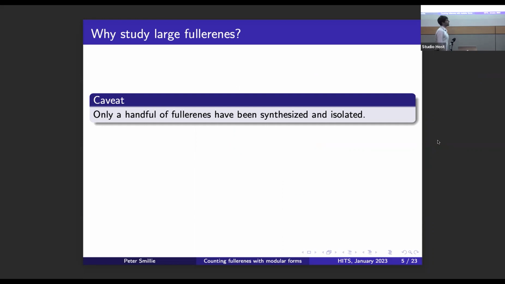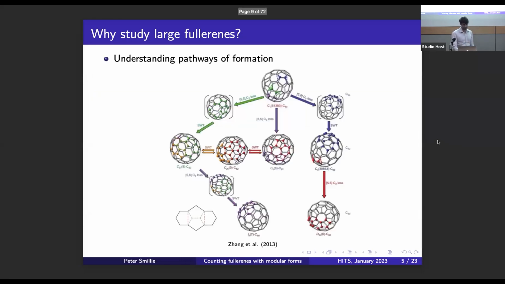And I want to make the point that even chemists should be interested in this. So why study large fullerenes? What are some reasons you might be interested in these? With the caveat that for the most part, these big ones, we can't really get our hands on them. It's hard to synthesize and isolate anything other than a few relatively small, relatively symmetric fullerenes.